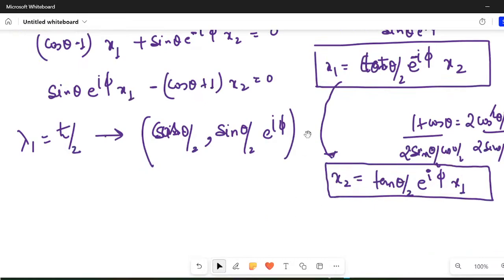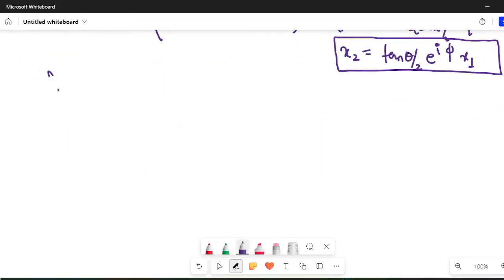Now let us try to find the eigenvector corresponding to lambda 2. What is lambda 2? Lambda 2 is minus h cut upon 2. So if I want to write corresponding to minus h cut upon 2, what would it be? So now let us again try to write the equation.